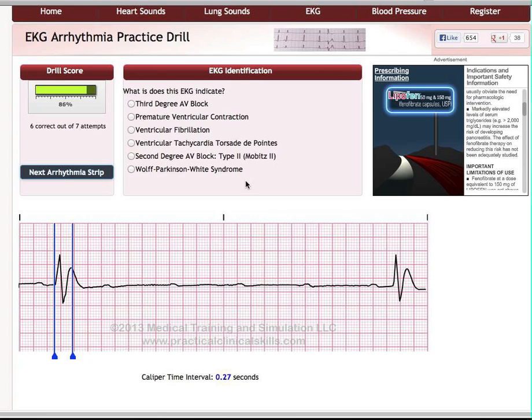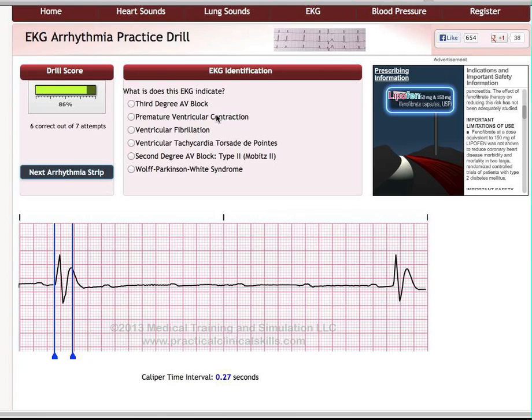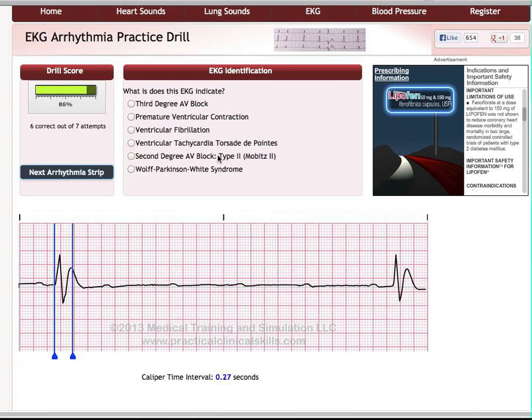So let's look. It's not VFib. There's no back and forth things going on here. It's not PVCs. It's not tachycardia or torsades. It's not a second degree block because remember, with second degree type 2, you have just random QRS complexes that drop, but this is a pretty sustained drop of QRS complexes. It's not WPW. We don't have any delta waves here, so I'm pretty sure this is a third degree AV block.